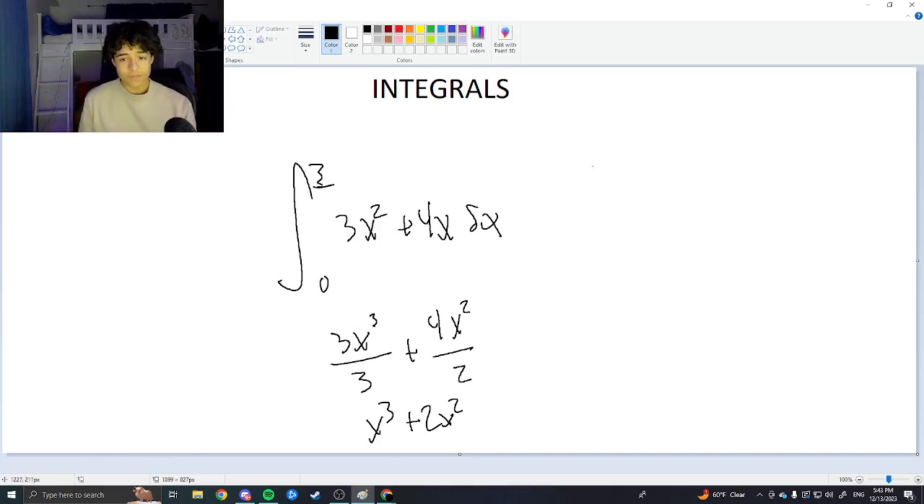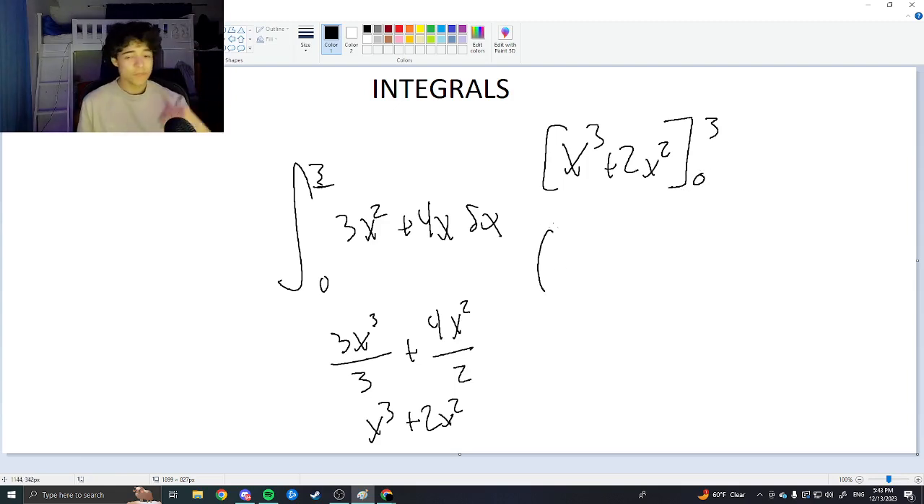So the notation for this is you write your integral function, which is x cubed plus 2x squared, and you write 0 and 3. And what this means is you're going to plug in 3 and you're going to plug in 0. So when you're doing this, you start with the bigger number, which in this case is 3, and you plug it into your function.